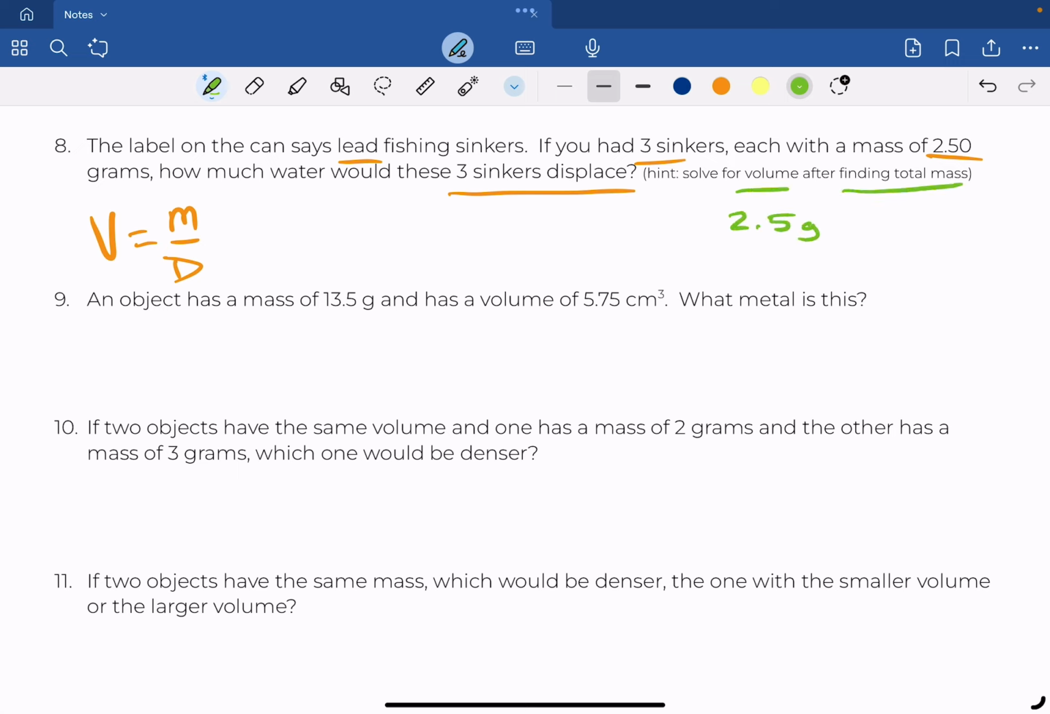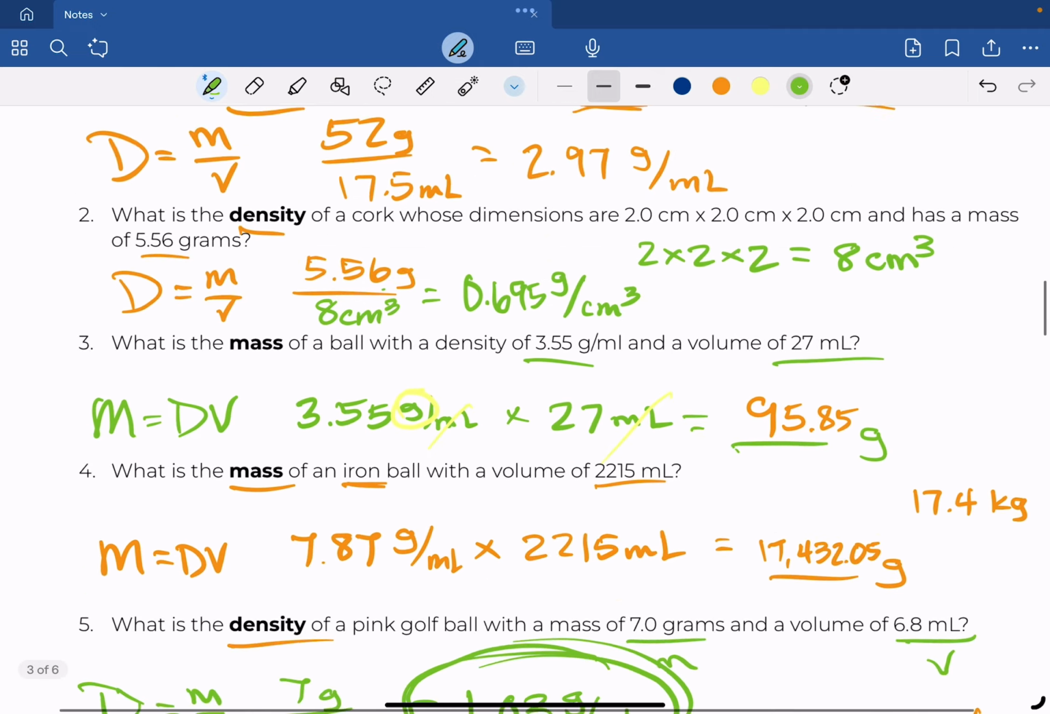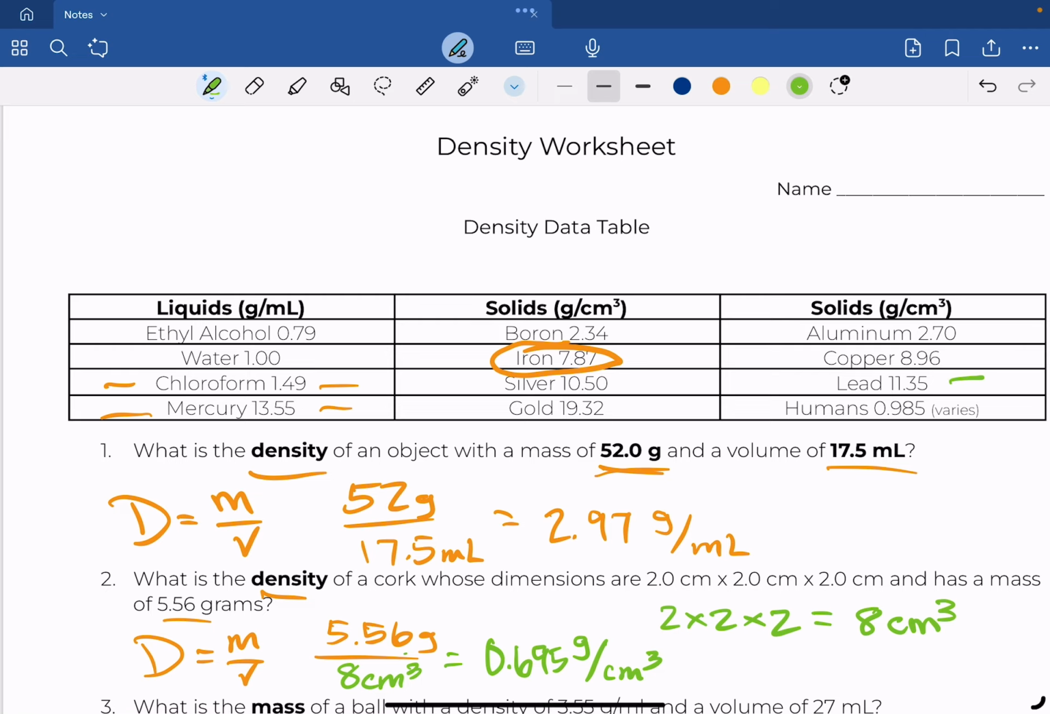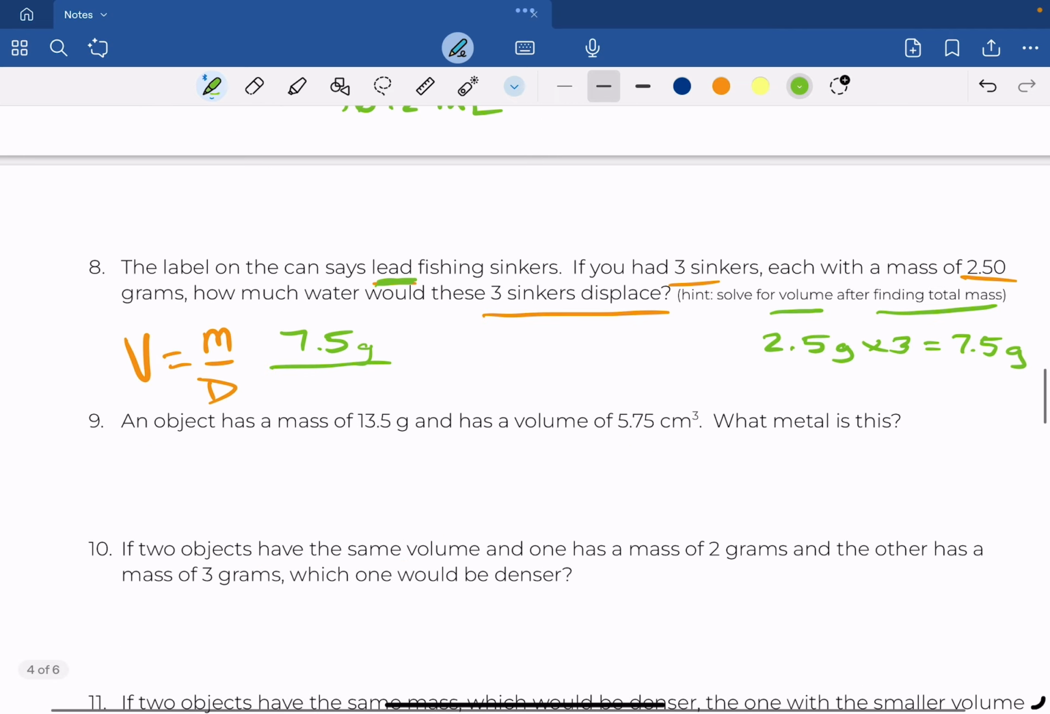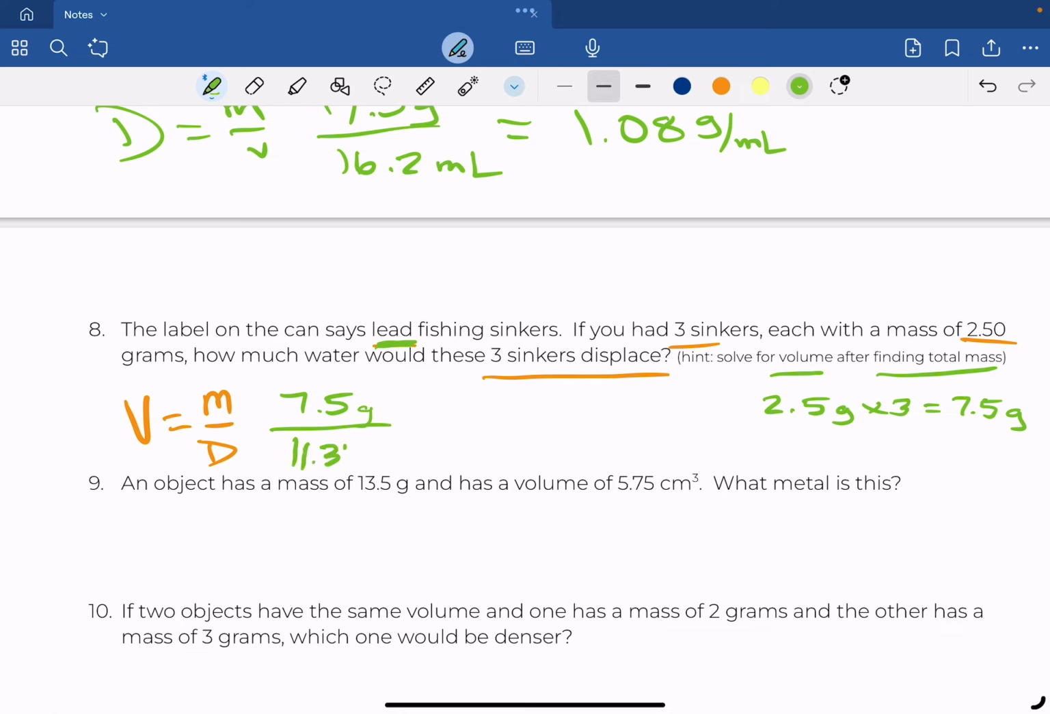Well, if one of these sinkers is 2.5 grams and we have 3 of them, just do 2.5 times 3, and you would get 7.5 grams as your total mass. Okay, and then your density. Well, it doesn't tell us any other variables here, but it does tell us that these are lead fishing sinkers. And lead has a density of 11.35 grams per milliliter. And do 7.5 divided by 11.35, and you're going to get 0.67.